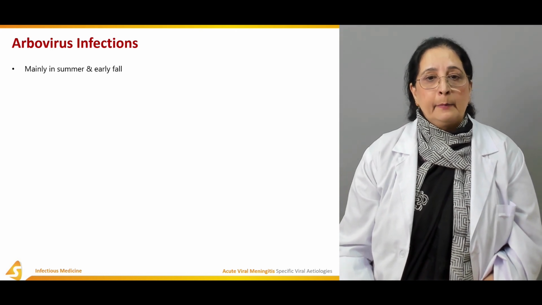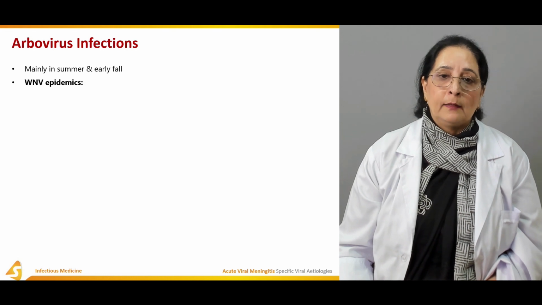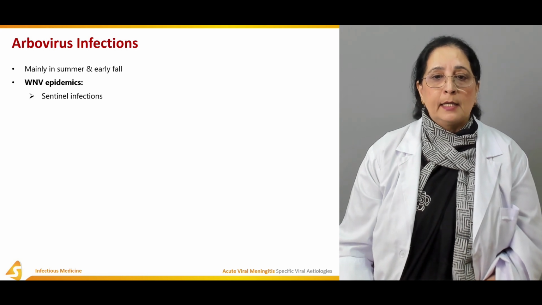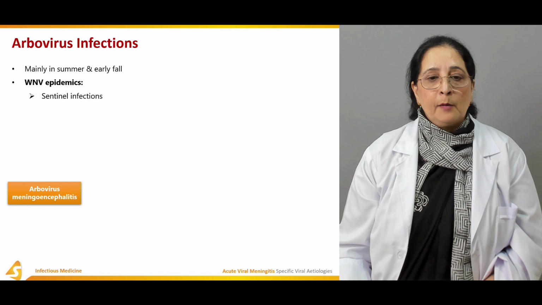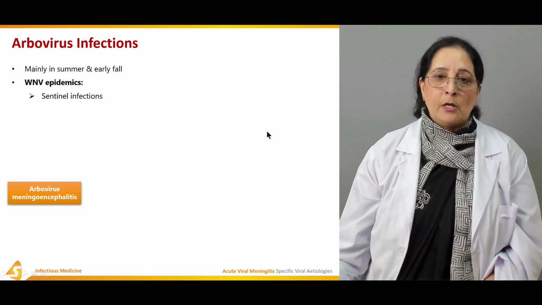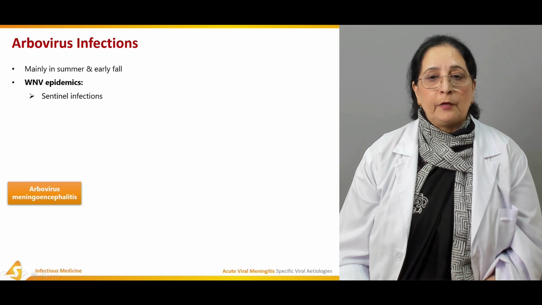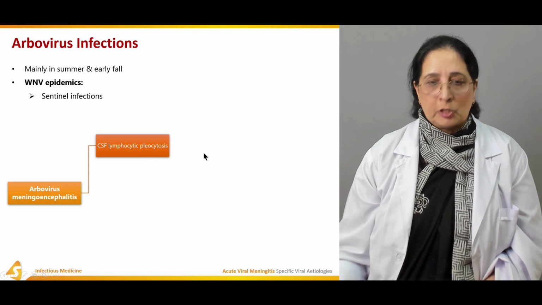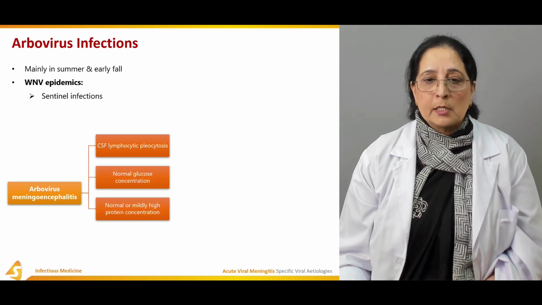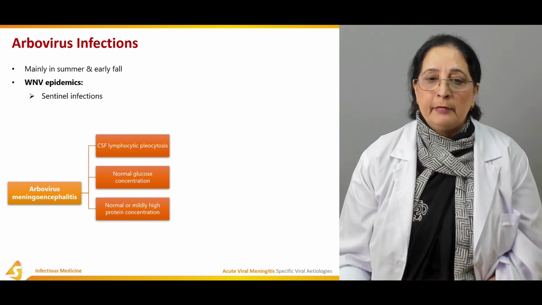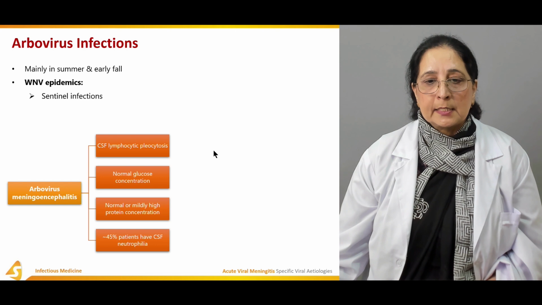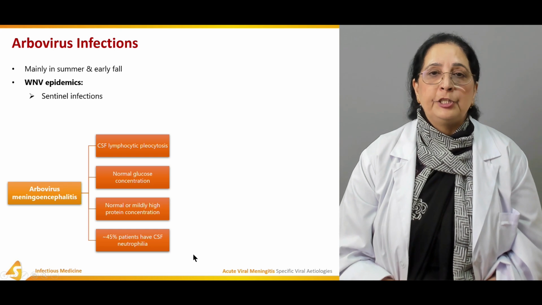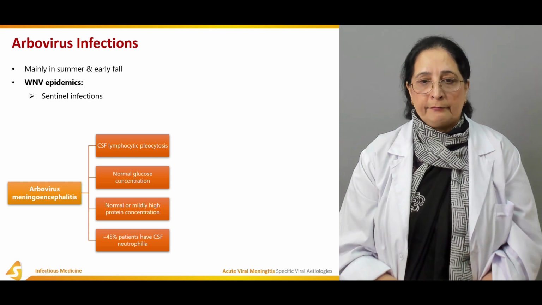Arbovirus infections occur mainly in summer and early fall. West Nile virus epidemics, sentinel infections, arbovirus meningoencephalitis. Now, what are some characteristic features of arbovirus? There is cerebrospinal fluid lymphocytic pleocytosis, normal glucose concentration, mildly elevated protein, and 45% have CSF neutrophilia. So these are some features associated with arbovirus infections.